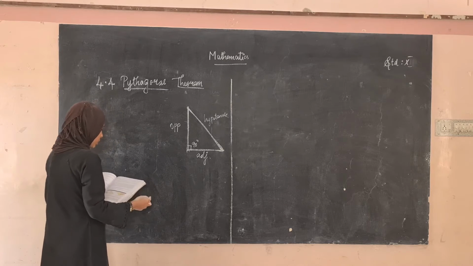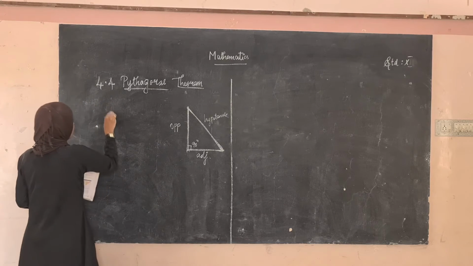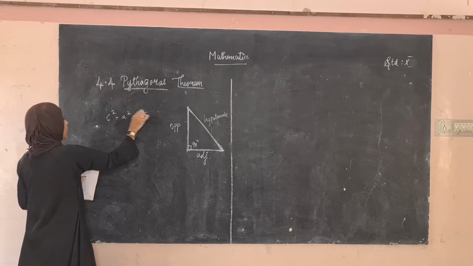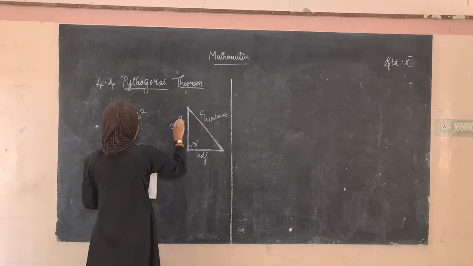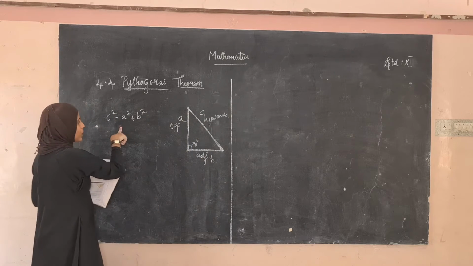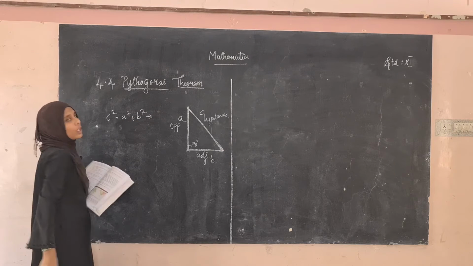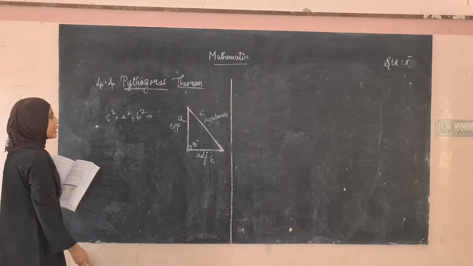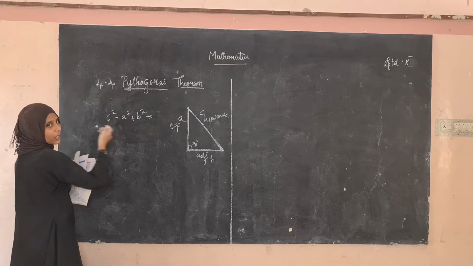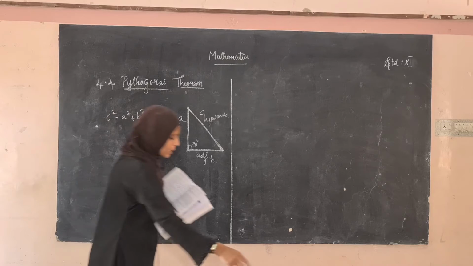Okay, so the thing is c square is equal to a square plus b square. This is the formula. If this is c, this is a and this is b, c square is equal to a square plus b square. This is called the Pythagoras formula, where c is the hypotenuse and a and b are the adjacent and opposite sides respectively.